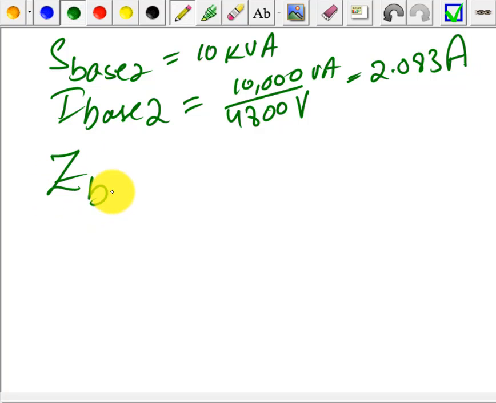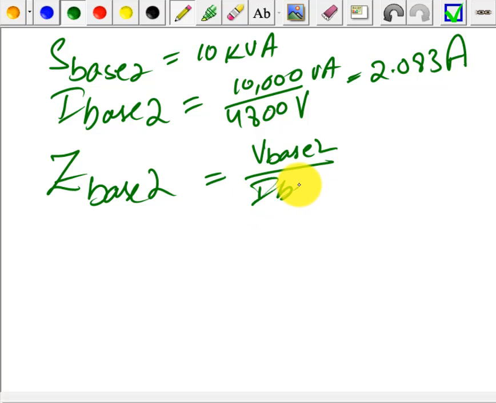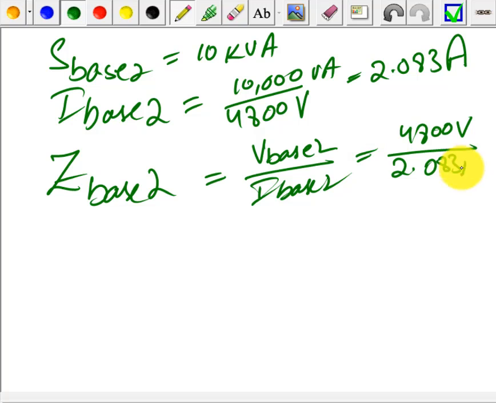Similarly, Z base 2 will be equal to V base 2 divided by I base 2. V base 2 is, obviously, we have already 4800 volt, divided by I base 2, which is 2.083 ampere, and that's approximately equal to 2304 ohms.